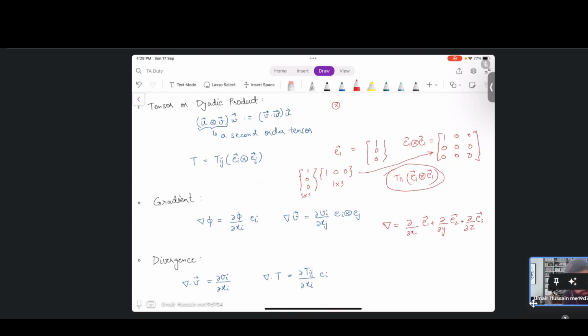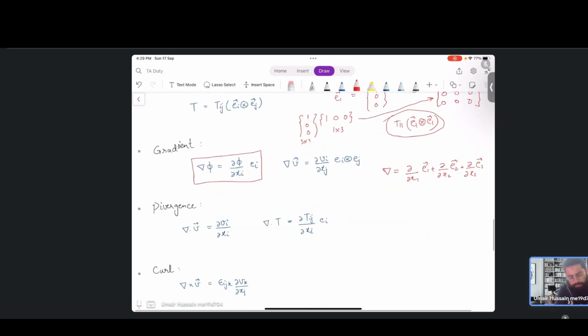Or in simpler terms, we usually represent the directions as x1, x2, and x3. So gradient, divergence, whatever we have, all these are derivatives with some order change of the tensors. The gradient of any scalar function can be defined as this. And if we take the gradient of a vector, we get a matrix or a second order tensor.